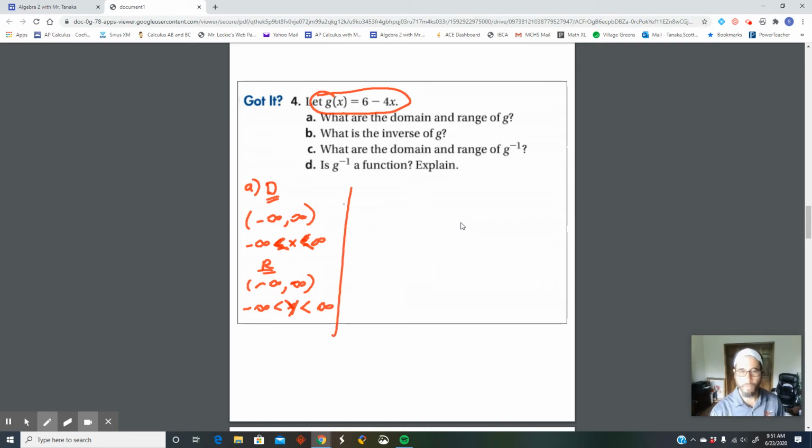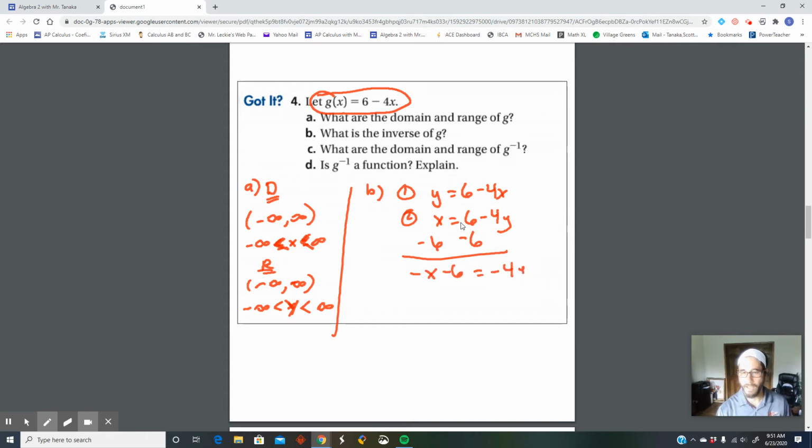Okay, so here we go. B, how do we write the inverse? Okay, 3 steps on this one because they give it to me in function notation. It's even a g this time, right? But we still write y equals 6 minus 4x. Step 2 is you switch the x and you switch the y. Step 3 kind of goes hand in hand. You get this guy by itself.